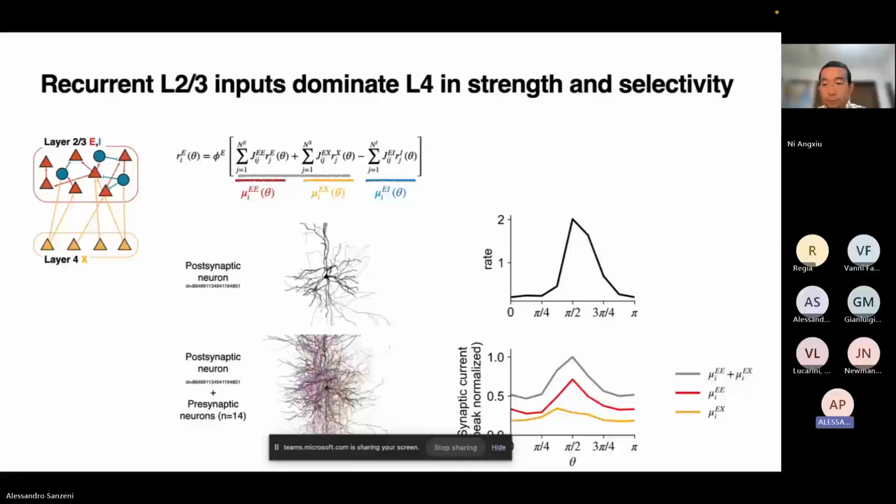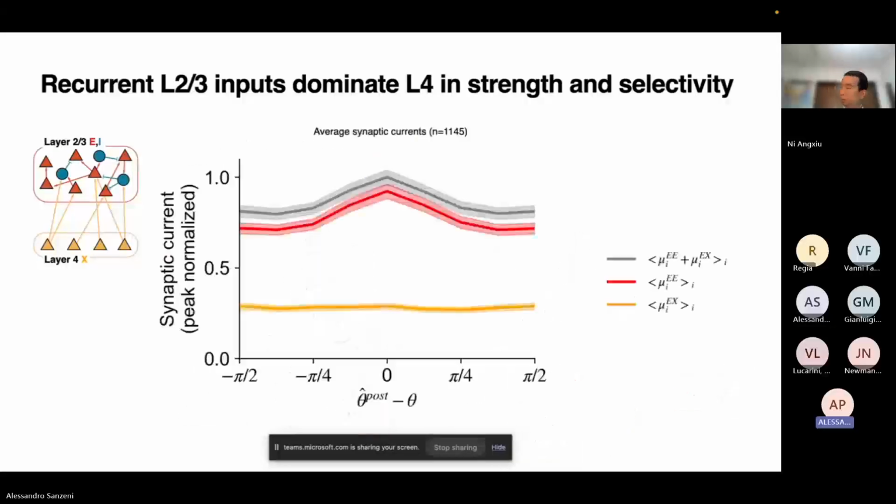Then we can look at the contribution that comes from recurrent interactions, here in red, and the contribution that comes from the feed-forward inputs, here in yellow. What you see is that recurrent interactions are stronger and more selective than feed-forward inputs. This is an example cell, but we see the same thing across the population. This is the average synaptic current, and we have that the layer 2-3 recurrent synaptic input is larger and more selective than layer 4. So overall, recurrent interaction seems to dominate over feed-forward input in shaping selectivity.